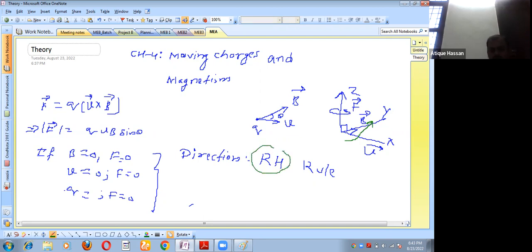What is the right hand rule? You all know. You place your hand like this, with your fingers like this, and your thumb like this. If you curl your fingers from V to B, then force will be along the thumb. Got my point? Both of you understand this? This is how we calculate the direction of force.